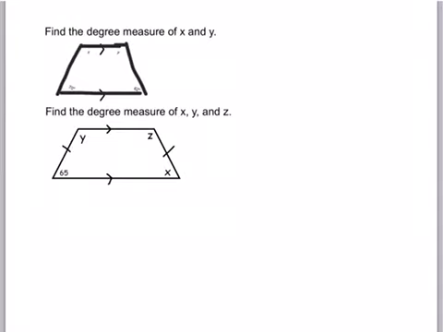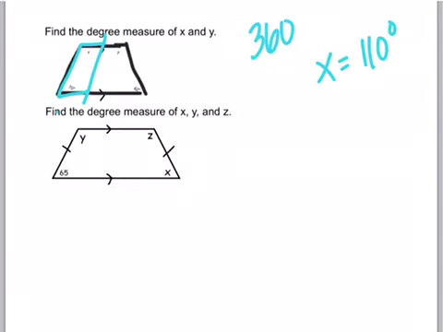Find the degree measure of X and Y. Well, if I know that an entire trapezoid is made up of 360 degrees, I could take away the bottom two, or if I just look at this chunk right here, I can see that these guys are consecutive interior angles. So X and 70 need to add up to 180. That means X has to be 110 degrees. If I look at the other side, again, I have consecutive interior, so Y and 62 have to add up to 180. So Y is equal to 118.